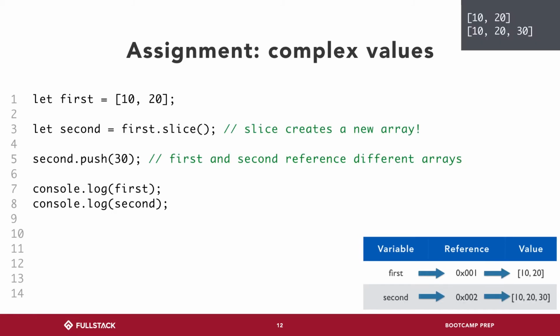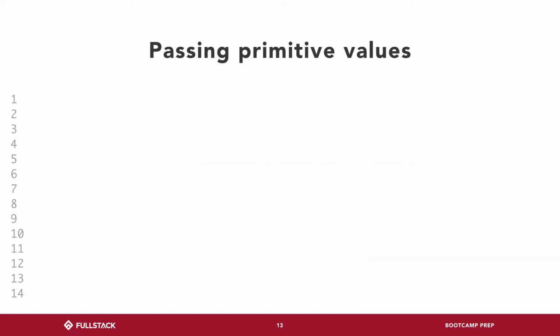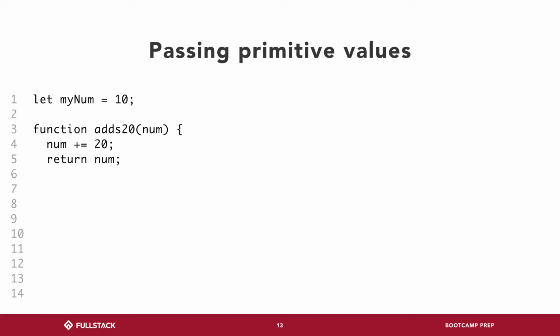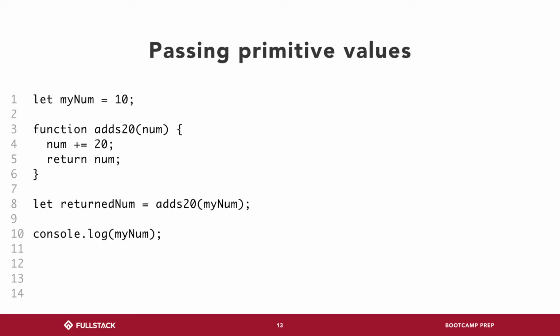So we're going to go through here. Now we're going to get into passing primitive values. When we say passing, what we mean is passing into a function. So in this function on line 3, adds 20, by definition, takes a parameter called num. And num, in this case, is being passed a primitive value, the value 10.